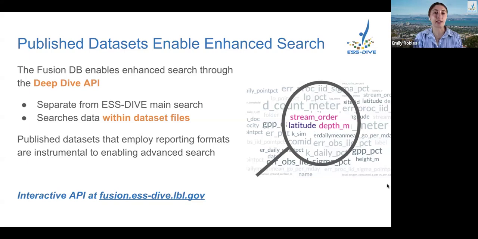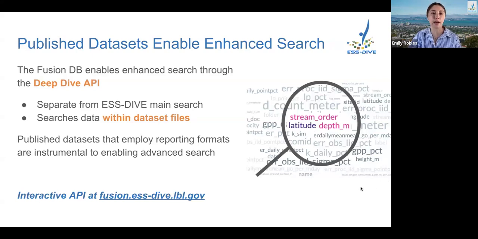Now, once your data set is published, it enables enhanced search through the Deep Dive API, which we spoke about earlier. So this is a separate tool from the ESS-DIVE main search, and it allows for the search of data within dataset files themselves. Once the Fusion database parses successfully through a dataset and it's able to extract data, those data points become available through the Deep Dive API. Published data sets that have been using the reporting formats have really been instrumental to enabling advanced search and the development of this tool. So again, I want to recognize the early adopters of the reporting formats.